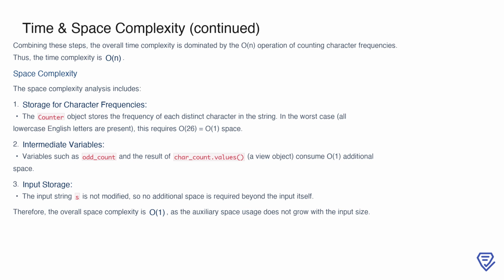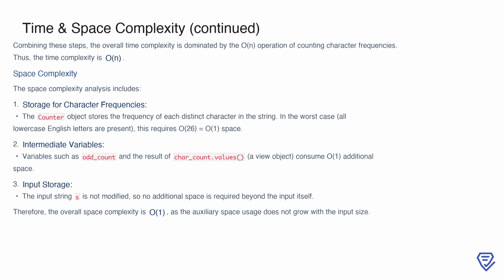Now, if we look at space complexity, the Counter object is used to store the frequency of each distinct character. In the worst-case scenario, where all lowercase English letters are present, this requires O(26), which simplifies to O(1) space. Additionally, intermediate variables like odd_count and the result of char_count.values only consume constant space, or O(1). Finally, as the input string s remains unmodified, no extra space is needed for the input itself beyond what is already provided. These factors lead to an overall space complexity of O(1), making the solution both time-efficient and space-efficient.